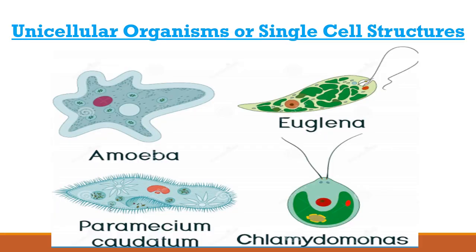This is the diagram of some unicellular or single cell structures. So all functions are performed by a single cell in amoeba. All functions means like respiration and excretion. Everything is done by a single cell. Amoeba, euglena, paramecium, chlamydomonas, etc.